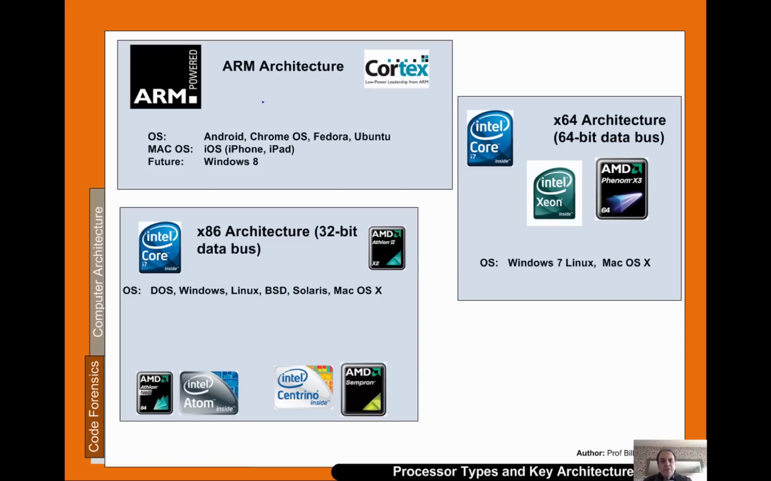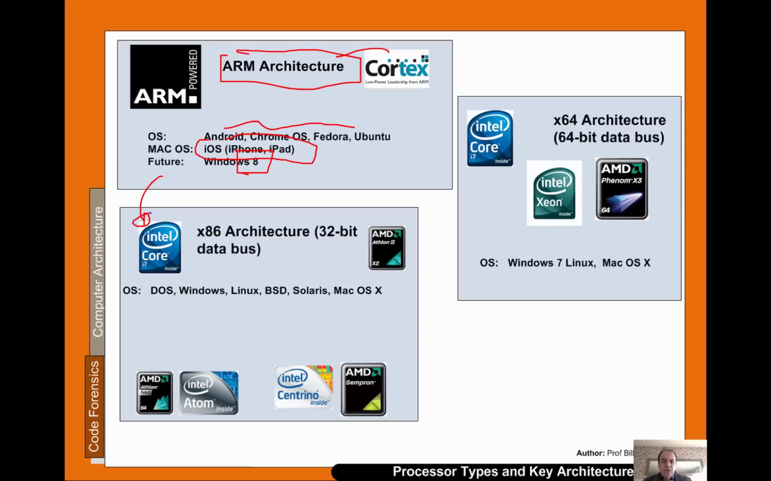The two main types of architectures that we often see inside mobile devices are, first, the ARM architecture. That's using Cortex, and that's often seen in Android, Ubuntu, iPhones, iPads and so on, and it can also run Windows 8 and Windows 10.